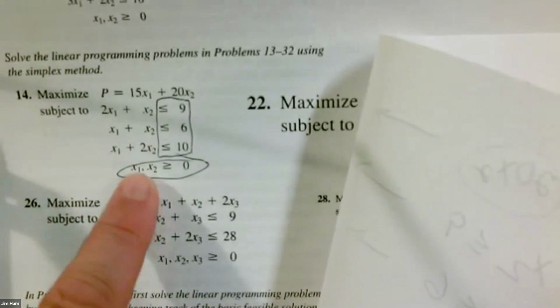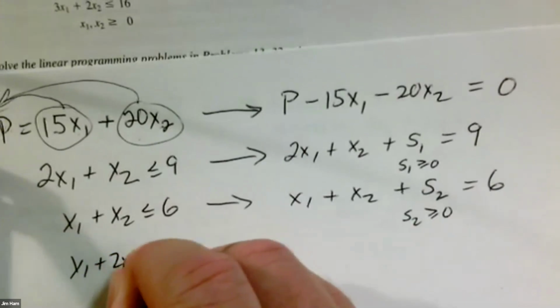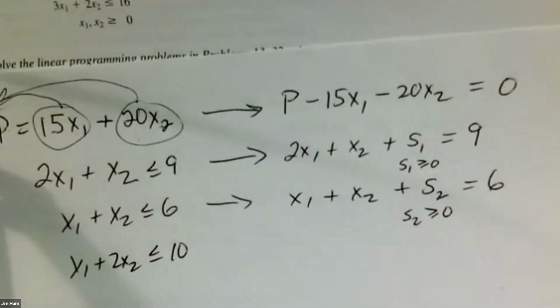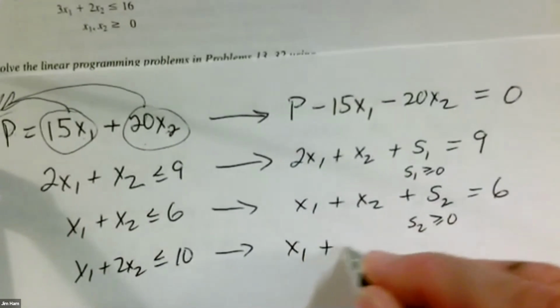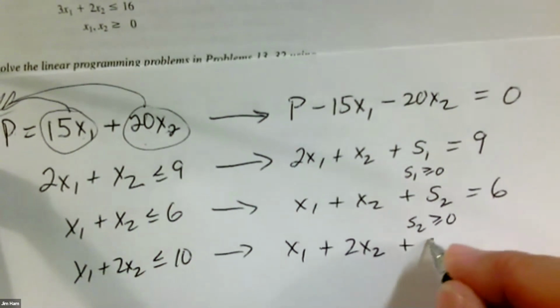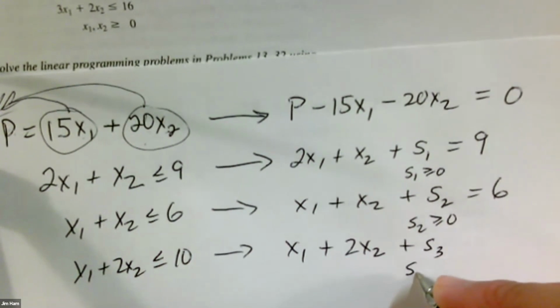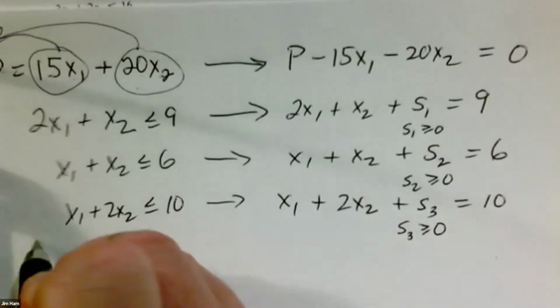And the last one is x1 plus 2x2 is less than or equal to 10. And that becomes x1 plus 2x2. This is a third constraint, and there's no guarantee that the slack variable I use here is going to be the same as an earlier slack variable that I've used. So I have to define a different slack variable there.